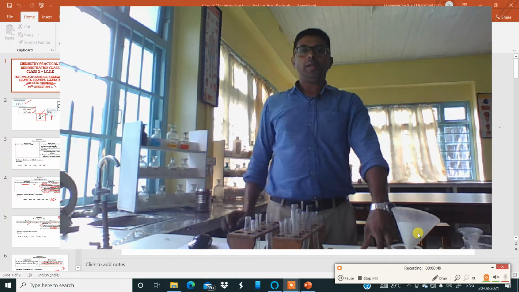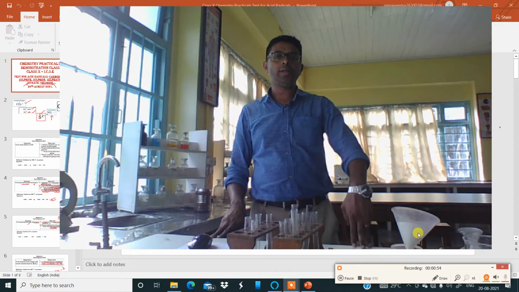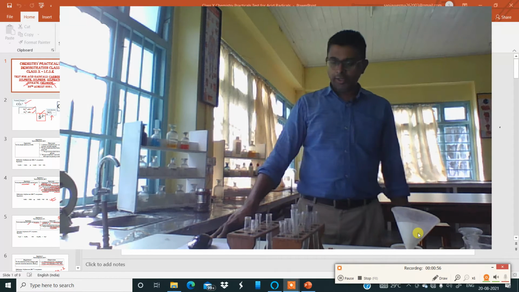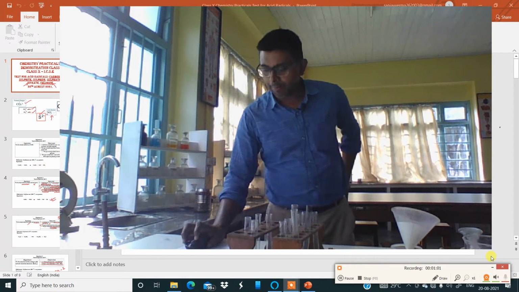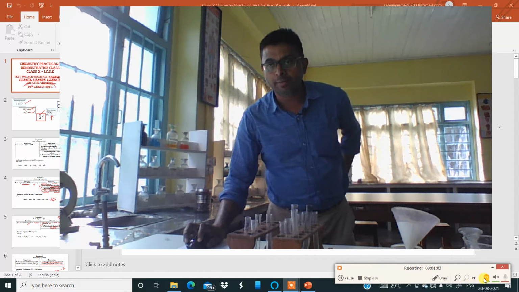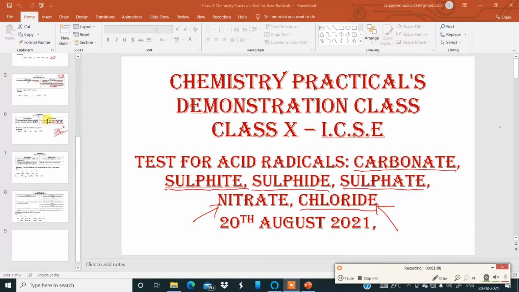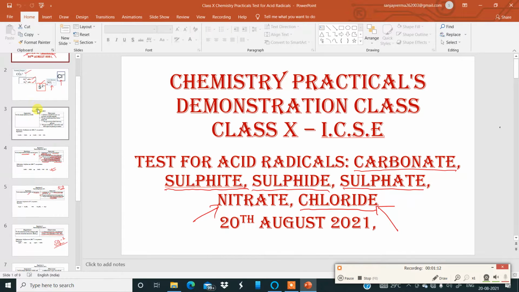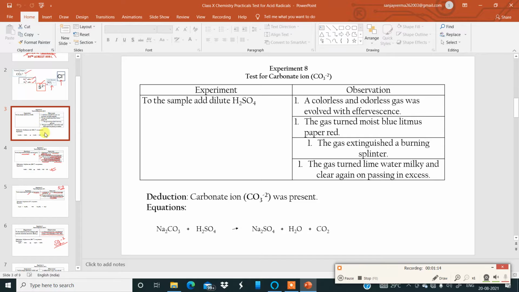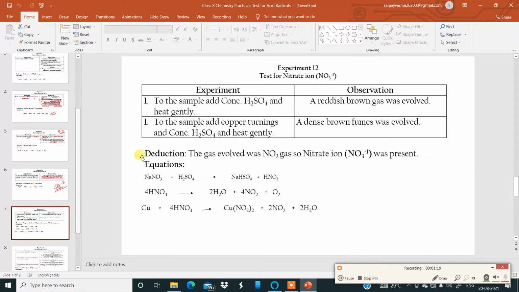Now you can see the experimental setup, the lab setup. This is the biology lab of our school. So now the experiment which I want to demonstrate to you all just now is experiment number 12. If you look at the screen, you can see today's date, and experiment number 12 is there: test for nitrate ion.